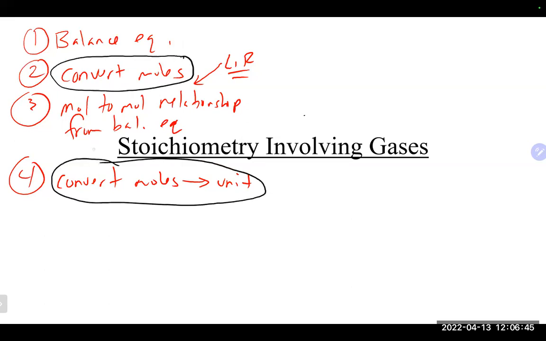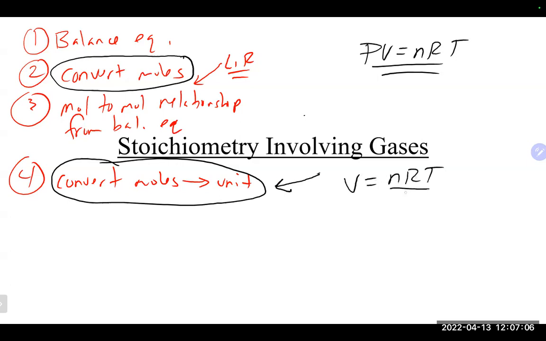The difference oftentimes will come from how we get to moles, or at the end, how we get to volume or something like that. It will usually involve using the ideal gas law somewhere along the way. If you use it at the end, you most likely are going to be solving for volume. Not 100% of the time, but in most cases.